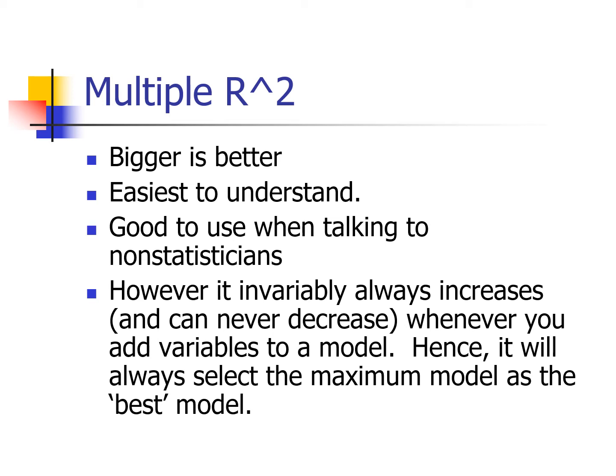The downside with R-squared is that it will always increase, technically never decrease, as you add variables to a model. And so if I use R-squared as my lone metric, that is, I say, okay, of all the 2 to the power k minus 1 models, which one has the best R-squared? It's almost always going to be your maximum model. And so in that sense, it's not a very selective process.